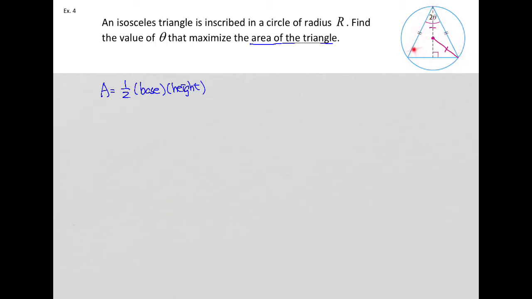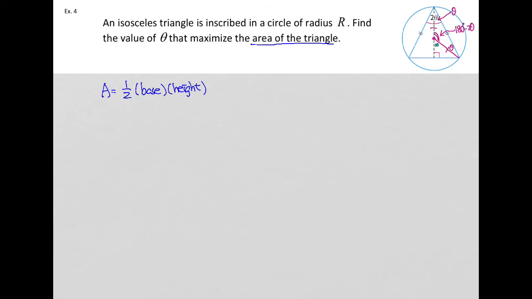Because this is an isosceles triangle, the perpendicular line will bisect the angle. That means this is angle theta and that's angle theta. And because those two lines are radius of a circle, those two are the same. So this makes this triangle an isosceles triangle as well. So if this angle is theta, then this angle will be theta as well. And we know the 3 angles in a triangle add up to 180 degrees. That means this angle will be 180 degrees minus 2 theta, and that will make this angle 2 theta.